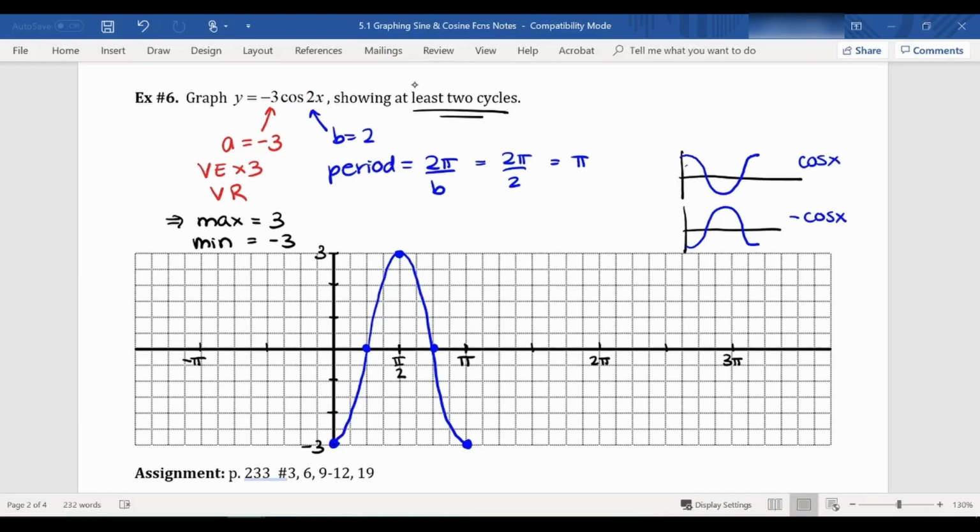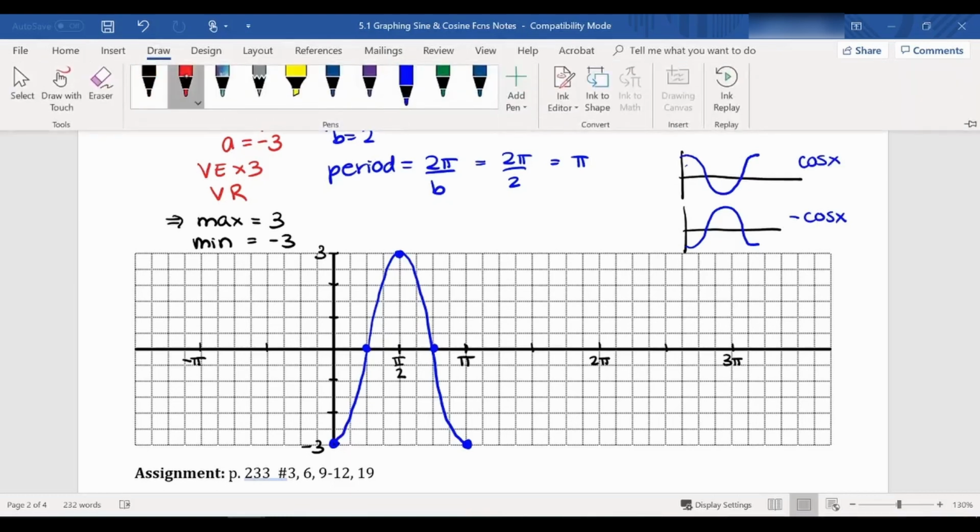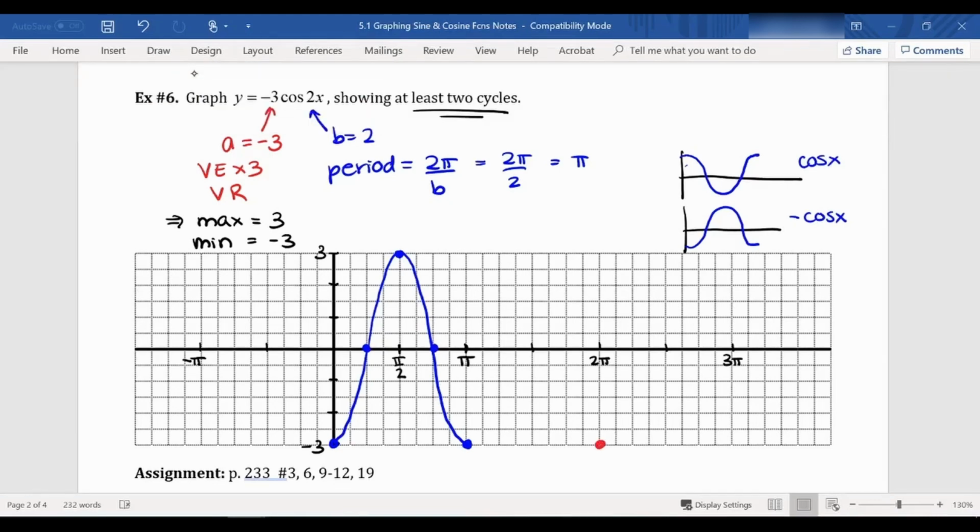Okay. Now we repeat. So if I wanted to go to the right, I would end up getting a second cycle ending at 2 pi, cross in the middle. Okay, sorry, maximum at the middle, cross in between these two, and cross in between the second two.